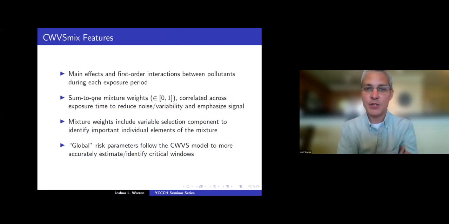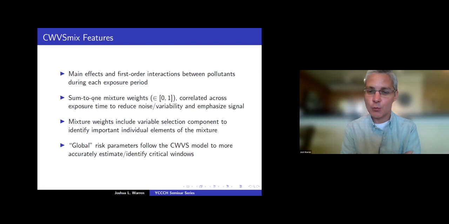And so some features, before we get into a little bit of the details of the model. If you take nothing else away from what this model does, this is, I think, the important slide here: we have main effects and first order interactions between the pollutants during each exposure period. So week 1 of pregnancy, week 2 of pregnancy, all of these interactions, all of these main effects are included. So there's lots of parameters you can already imagine are floating around here.